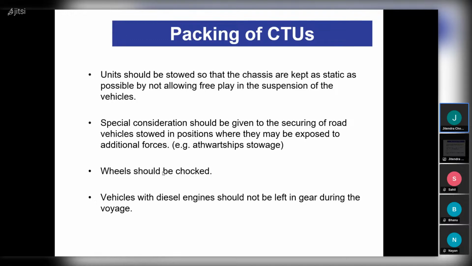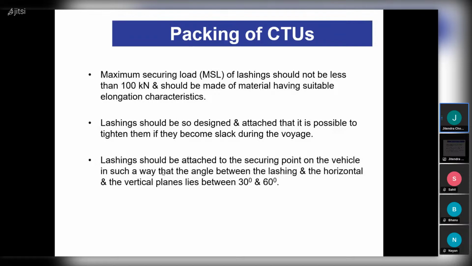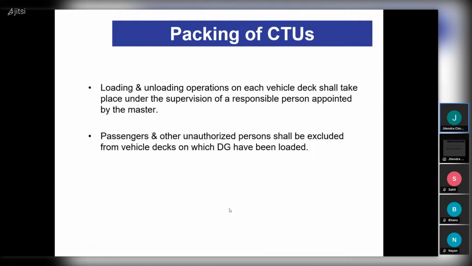The bearing of the tank top should be taken care of. Lashings should not be less than 100 kilonewton and should be made of material having suitable elongation characteristics, so it should have elasticity. They should be nicely lashed and tightened, with lashing in the vertical and horizontal plane at 30 to 60 degrees, and the loading of each vehicle shall be as per the responsible officer.